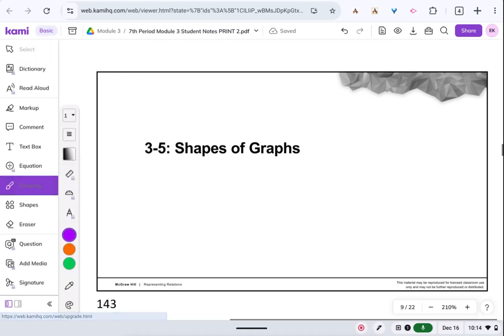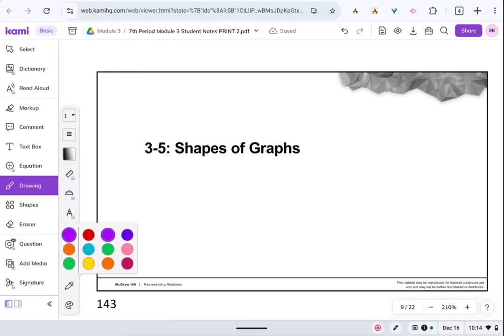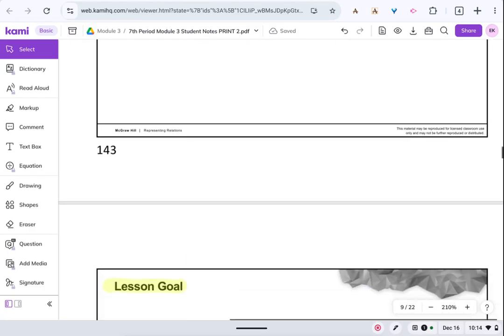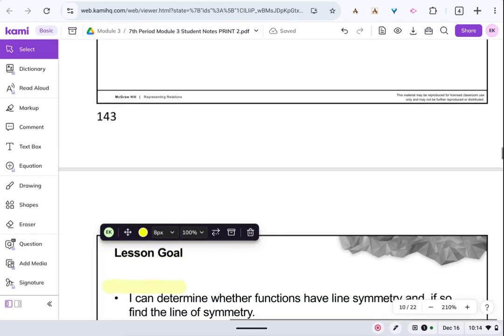Alrighty, so we're going to do just a little bit of 3-5 today, just the beginning part of it. So 3-5 is looking at some more pieces of graphs. So we're going to go ahead and jump into our lesson goal for today.